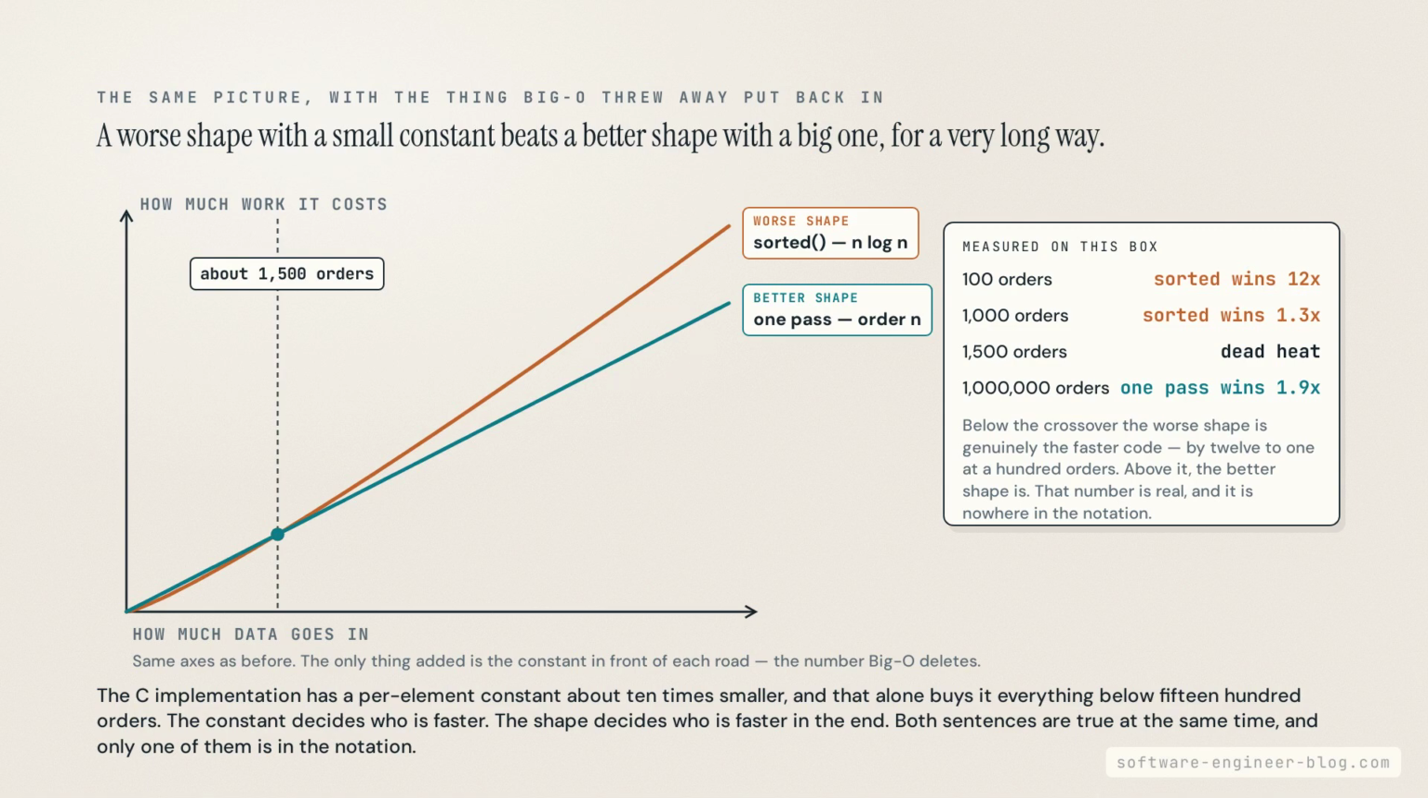At 1,500 orders, they are dead level. And at 1,000,000 orders, the handwritten pass wins by nearly 2 to 1. So the constant decides who is faster, and the shape decides who is faster in the end. That crossover is a real number. For most code you will ever write, it matters more than the notation does, and it is nowhere in the notation. 2 more reasons to hold this whole thing loosely.